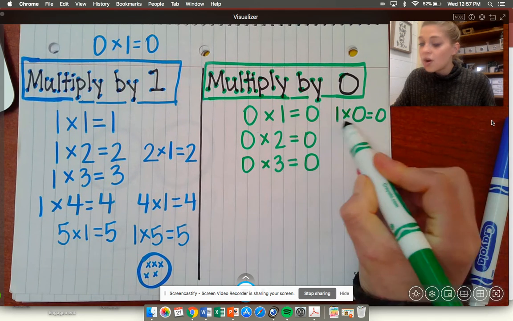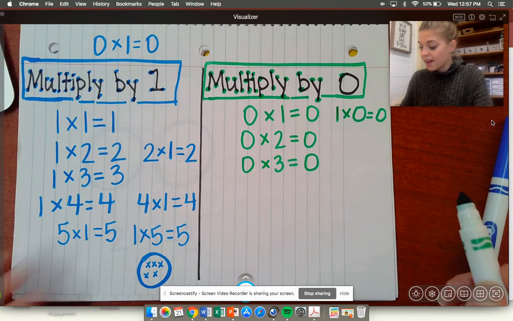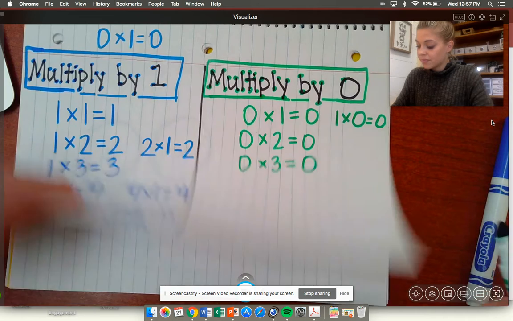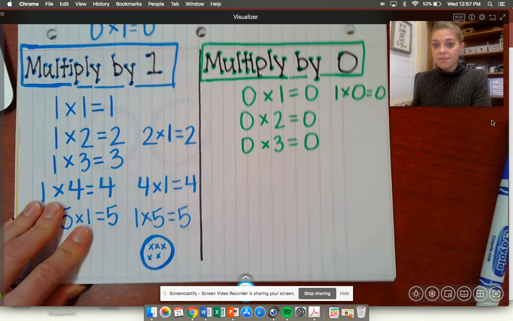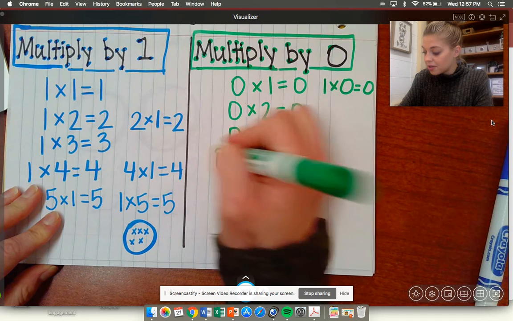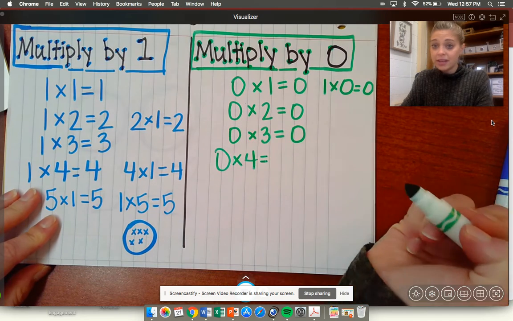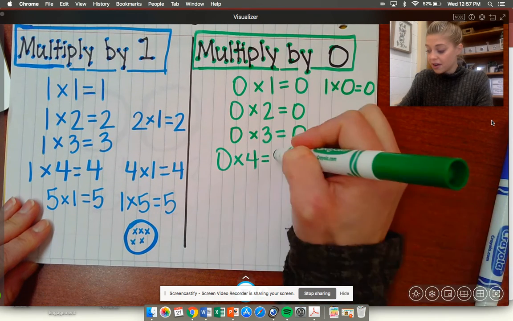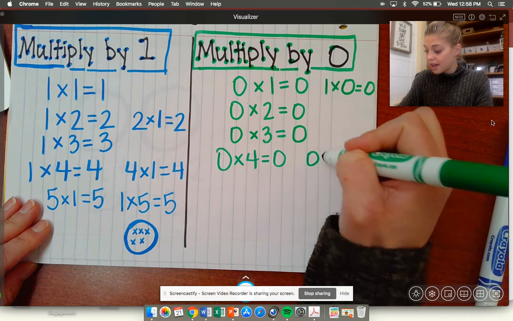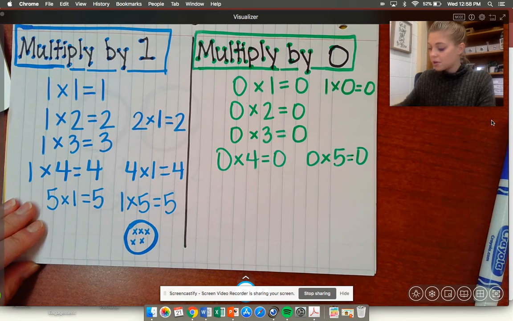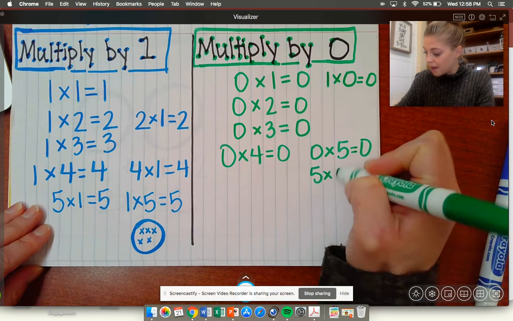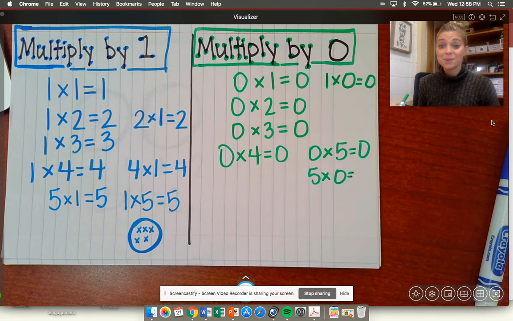Or if I had 1 times 0, that would also be 0. Because if I had one group with nothing inside of that group, the answer is 0. There's 0 objects. Okay, so that means that 0 times 4 would be, what do you think? 0. And 0 times 5, that's 0. What about 5 times 0? What if we do a flip-flop? It would still be 0.